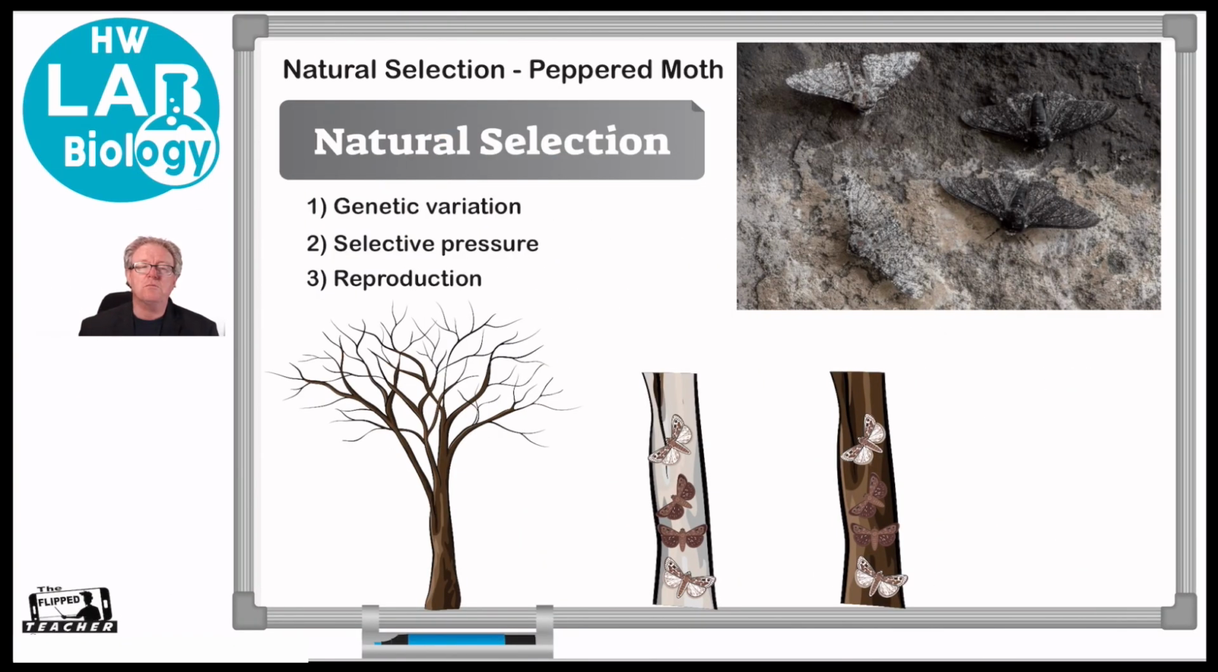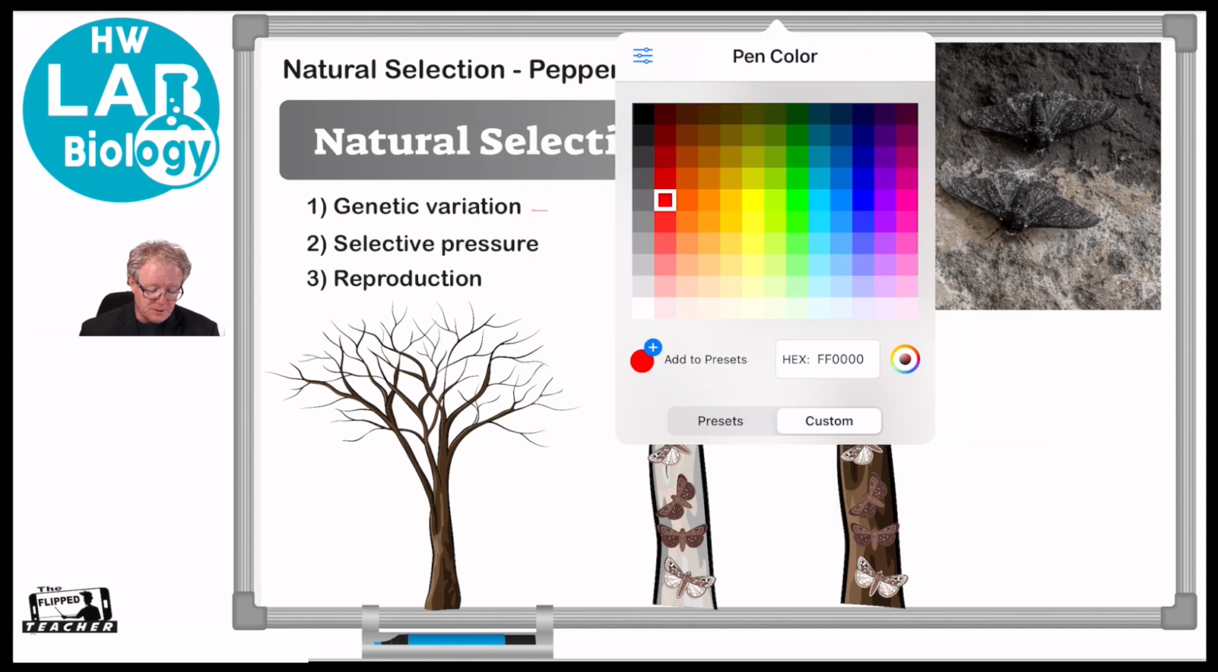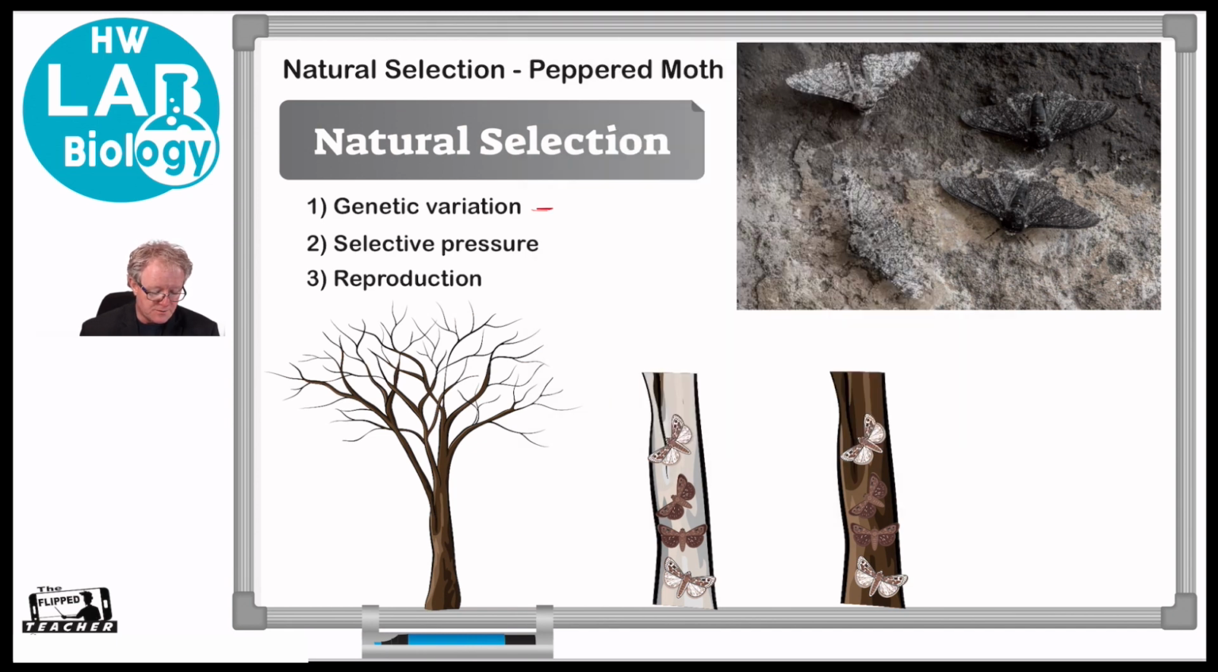So Charles Darwin put forward this view at the same time as Wallace as well, and there are three main features to natural selection. The first one is, of course, genetic variation. Okay, let's just make that a little bit bigger. Genetic variation. So in order for natural selection to work, the population has to have a large variation in their genes or in their genome.